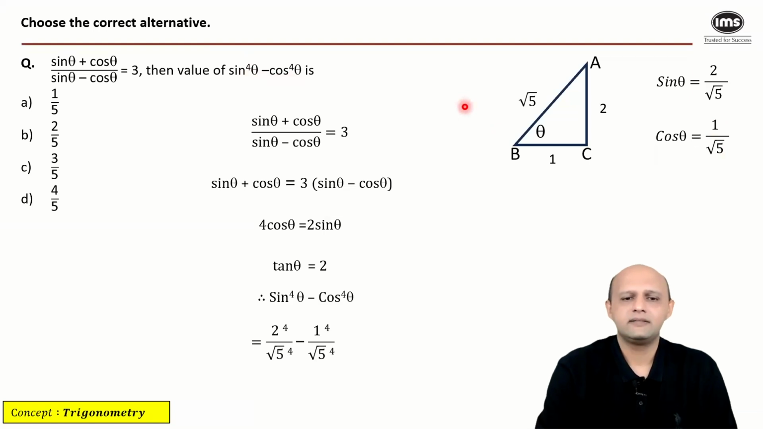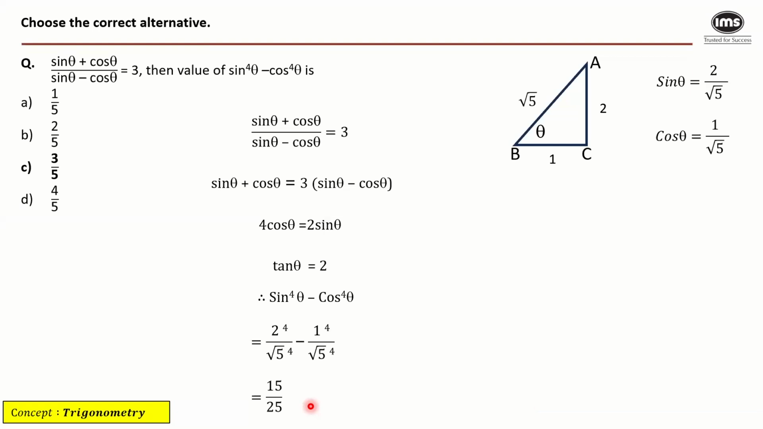So how will we proceed? Just substitute these values. 2 raised to 4 upon root 5 raised to 4. 2 raised to 4 is 16. Root 5 raised to 4 is 25. 1 raised to 4 is 1 upon 25. So it's basically 15 by 25. If you reduce this to the lowest ratio, you will get 3 by 5, which is the answer.